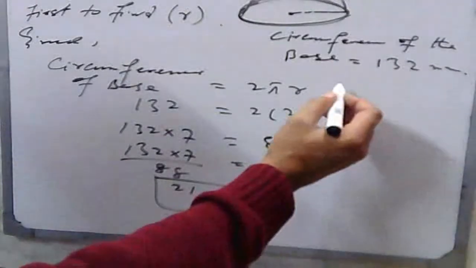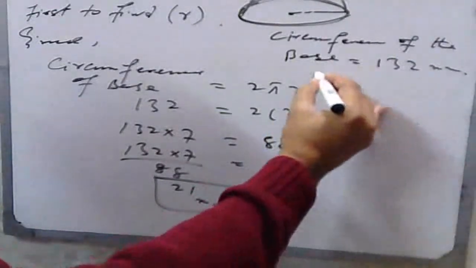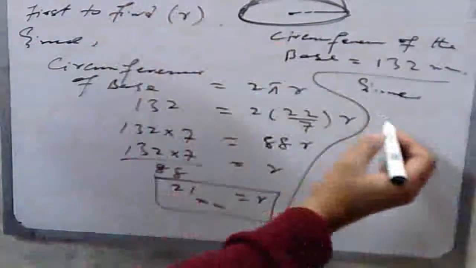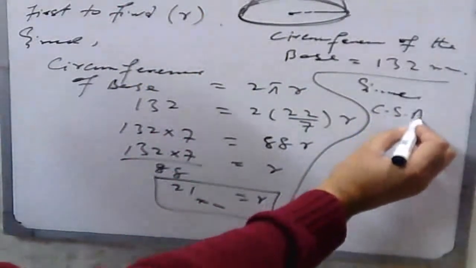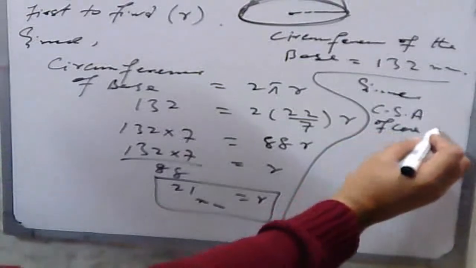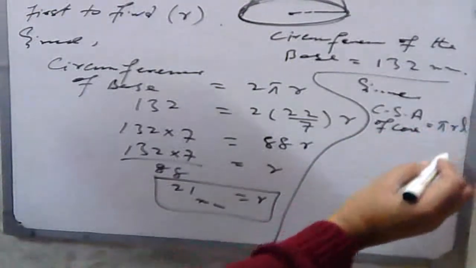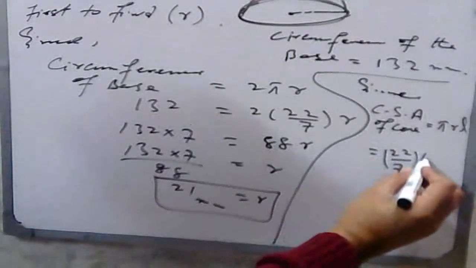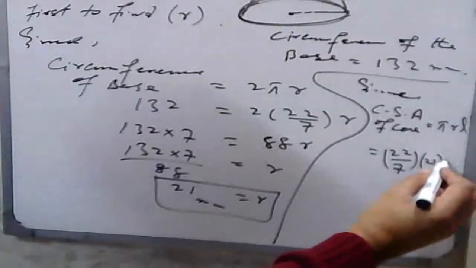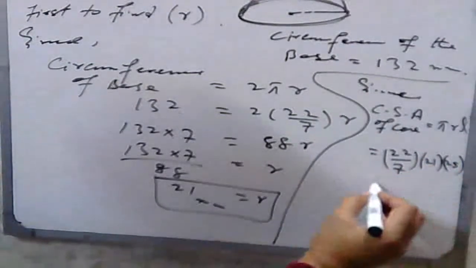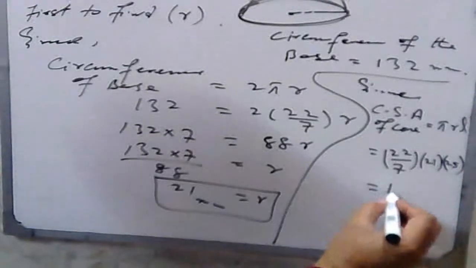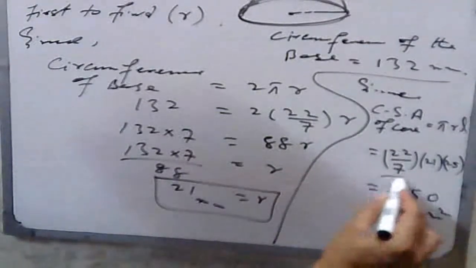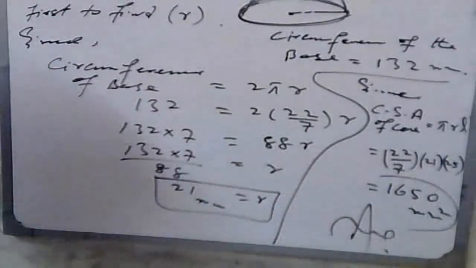So the value of r is 21, but we need the value of curved surface area of the cone. Curved surface area of cone is equal to pi rl. The value of pi is 22 by 7, the value of r is 21 that you have calculated, and L, the slant height, is 25. So after simplification you can get 1650 millimeter square. So that is your required result.